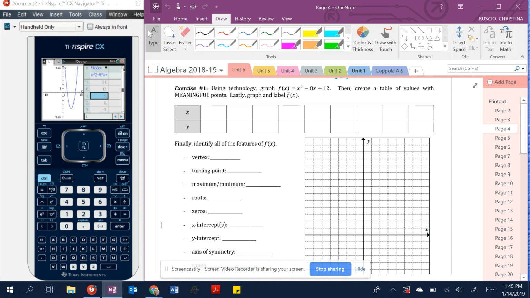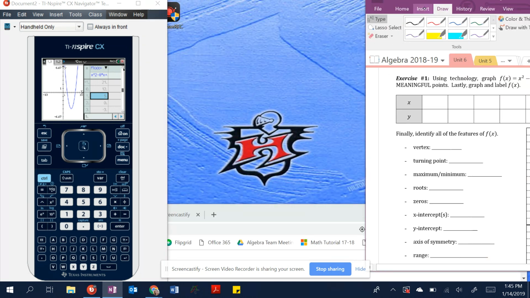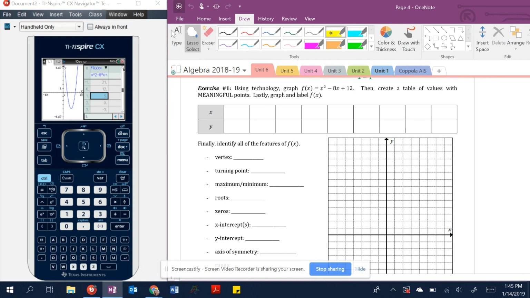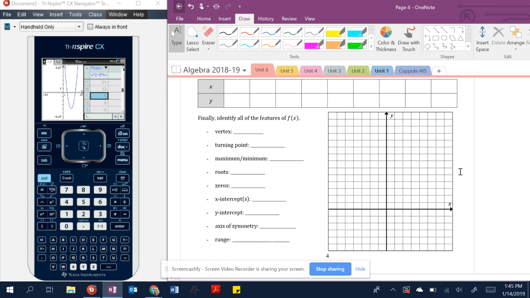All right, exercise 1 says using technology, we're going to graph this f of x function and then create a table of values with meaningful points. So I'm going to take out my highlighter and highlight the word meaningful. Meaningful means that we want to include the vertex in there. We don't want just a little side of the parabola. We want to capture the u of the parabola in the table, which in return is going to let us put it on the graph.